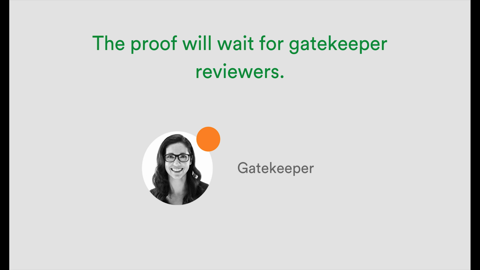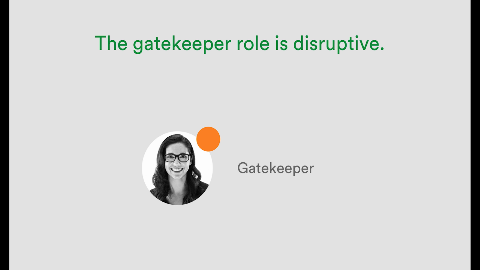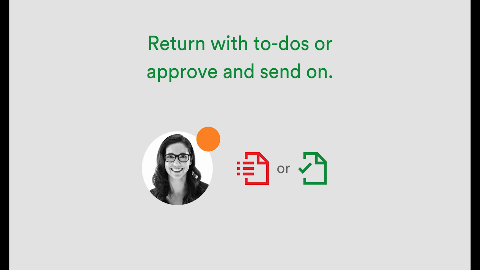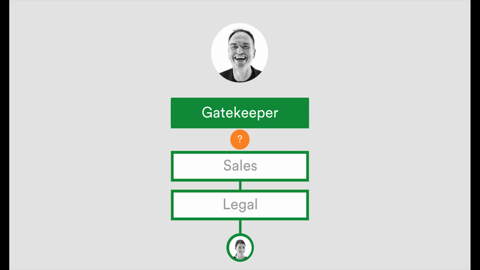The second elevated permission role is gatekeeper. This role can be very disruptive to the workflow, as gatekeepers have the power to prevent the proof from moving on in the workflow and returning it back to the proof owner with a to-do list for actioning. Because they have such an important decision to make, a question mark will display under their step, as depending on their decision, the next step may never be reached if they decide to return the to-do list.